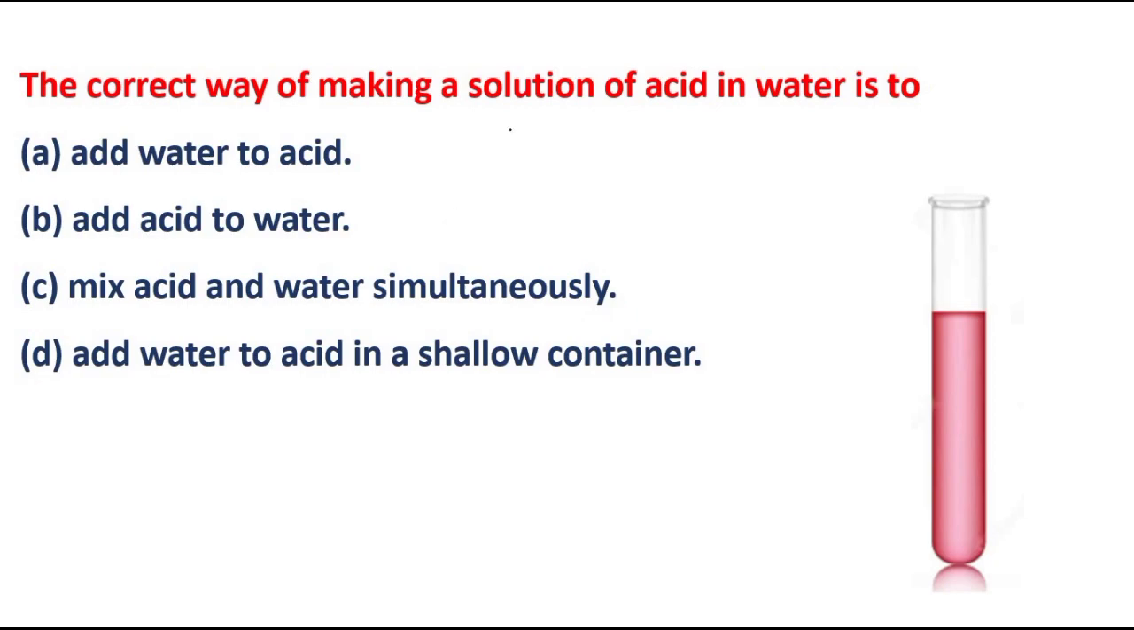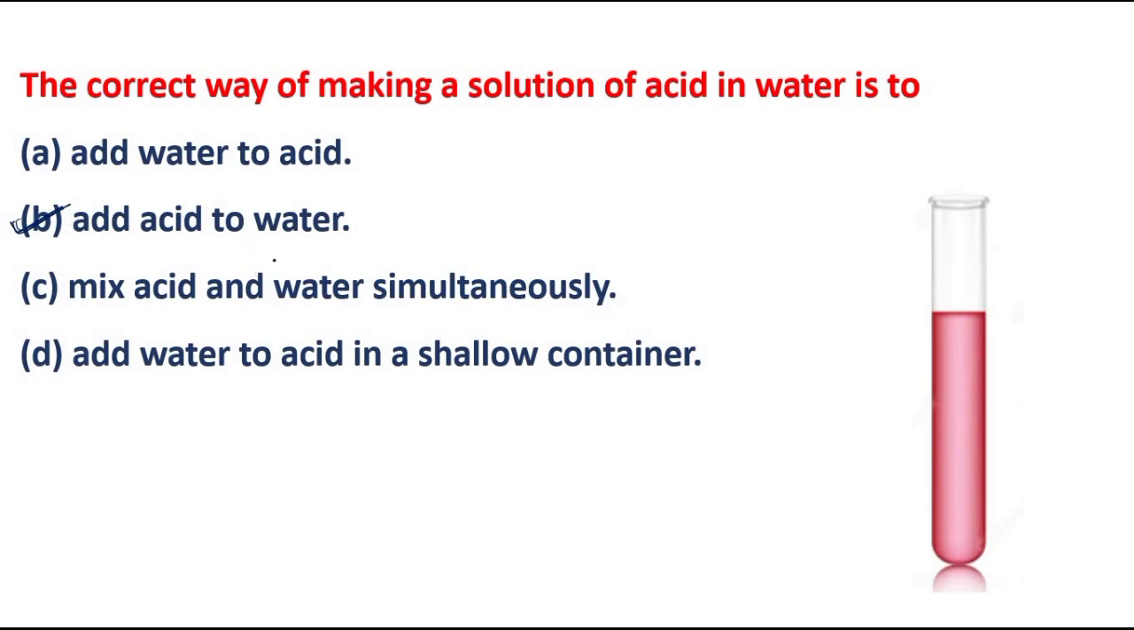The correct way of making a solution of acid in water is to see that the acid is always added to water. If we reverse it, then it becomes an exothermic reaction because heat is released, which is very dangerous. Therefore, we need to add acid to the water. The correct answer is option B for this question.